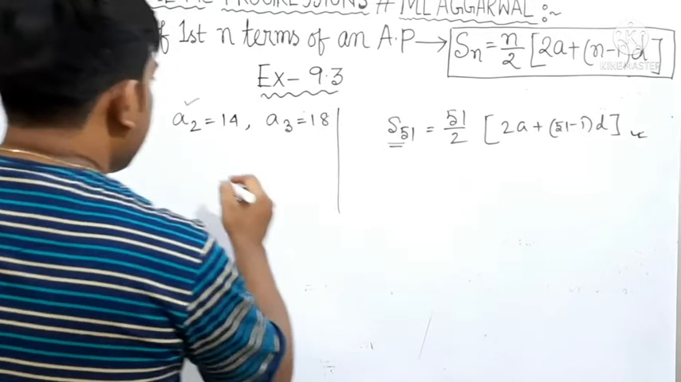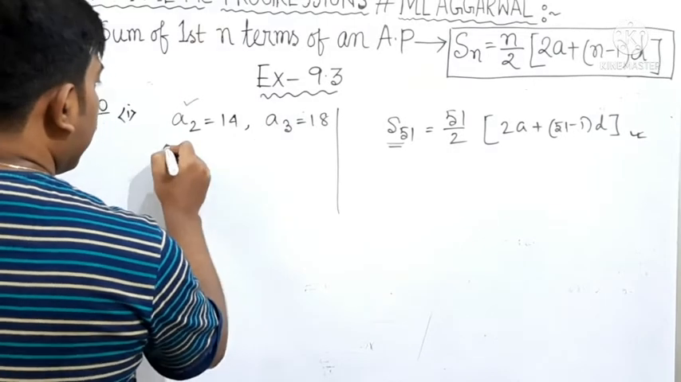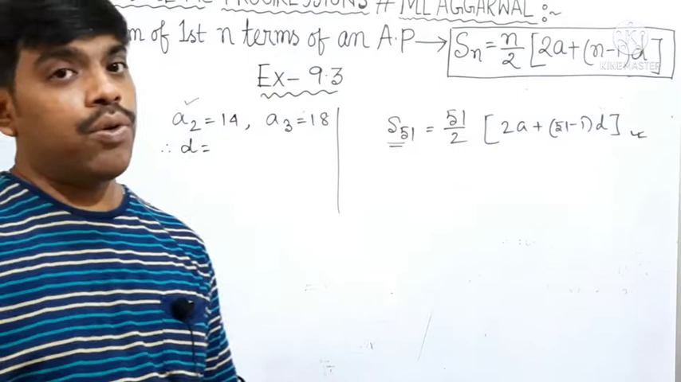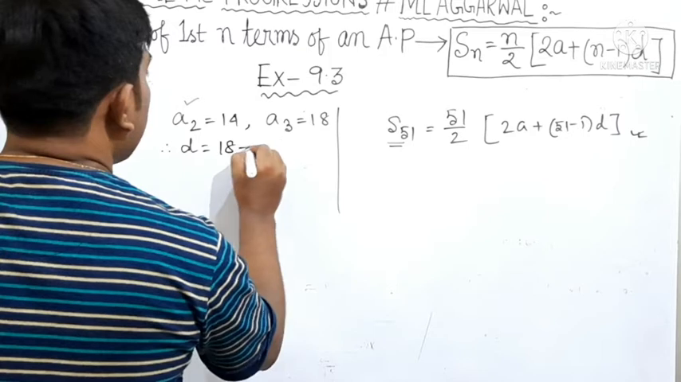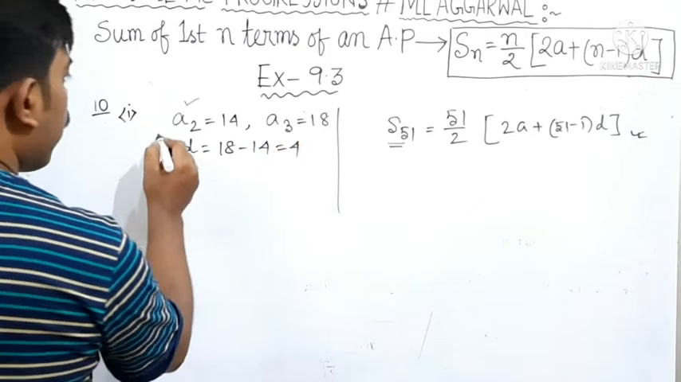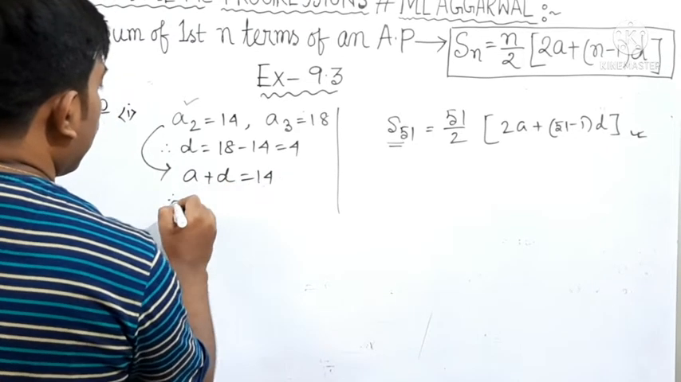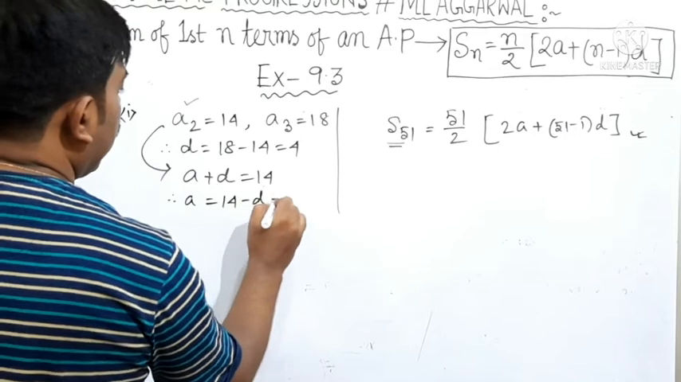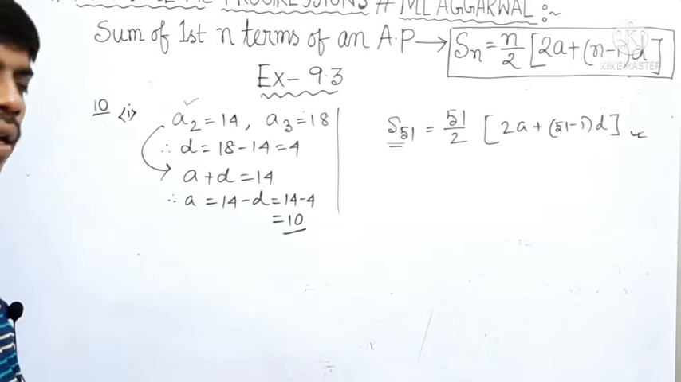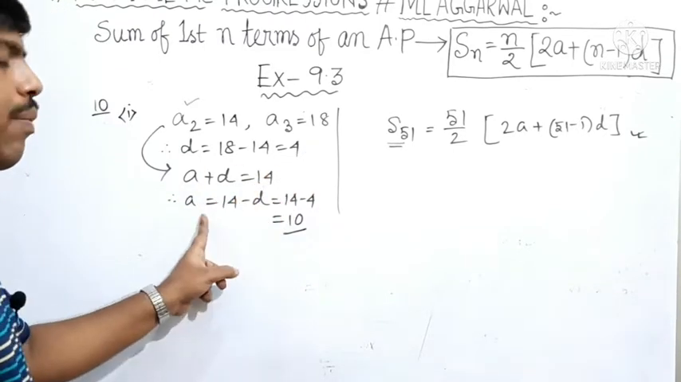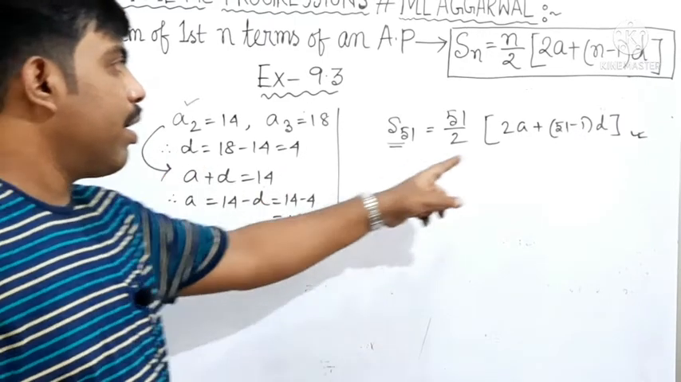You can see A2 is equal to 14, A3 is equal to 18. Therefore D is equal to, we know D is the difference between two consecutive terms, so D will be 18 minus 14, which is equal to 4. Now we can write A2 as A plus D is equal to 14. Therefore A is equal to 14 minus D, which is 14 minus 4, equal to 10. So we get the value of D is equal to 4 and the value of A is equal to 10.